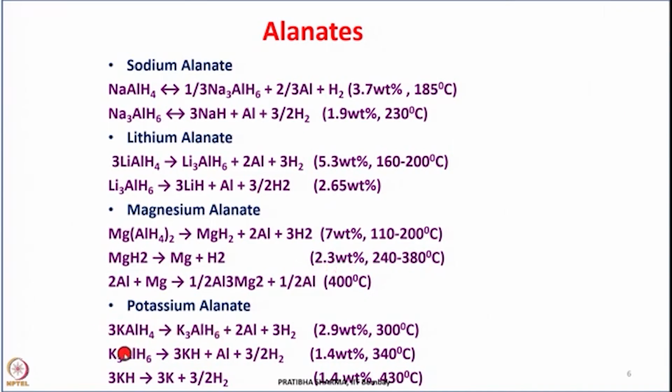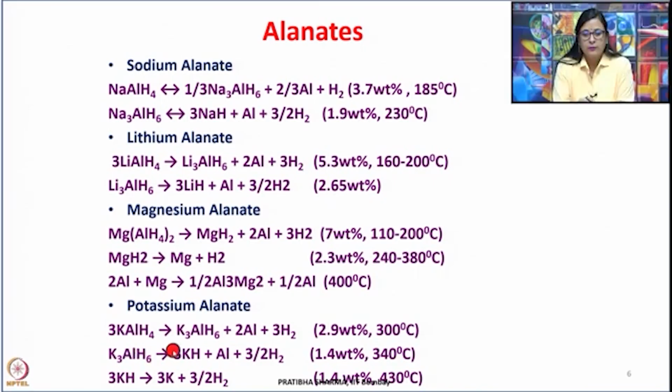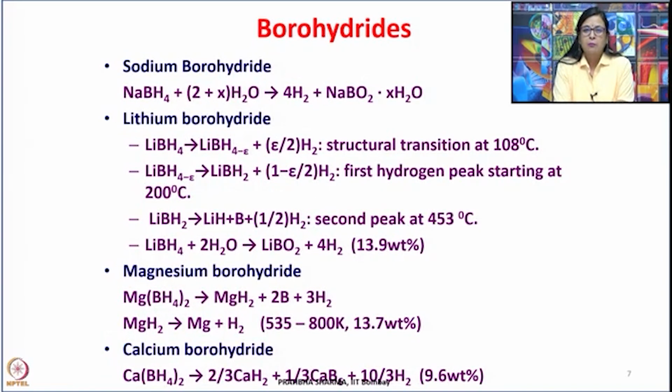Similarly, potassium alanate, KAlH4, can give hydrogen forming K3AlH6, releasing 2.9 weight percent of hydrogen at 300 degree centigrade. The next step can give further hydrogen, 1.4 weight percent at 340 degree centigrade. So, as we have seen, these complex hydrides release hydrogen in several steps, and the temperatures of desorption are usually higher. Similarly, the other well known class of complex hydrides is borohydrides.